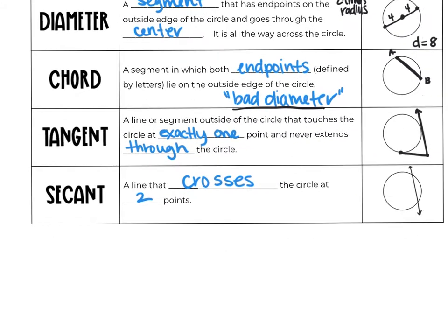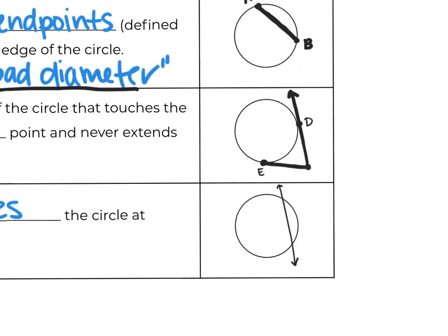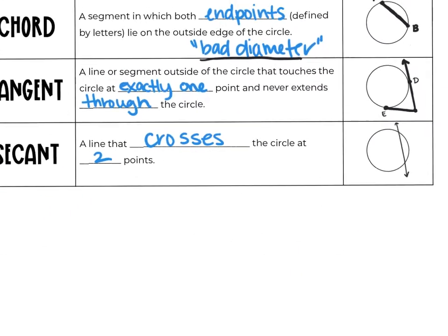Okay, now chord may have been new for you. Tangent and secant will probably be new. A line or segment outside of the circle that touches the circle at exactly one point and never extends through the circle is a tangent. Like this example on the bottom here, this would be an example of the segment option, okay? So it touches here at this point. Let's say that's E maybe. And then this one would be an example of it. Technically that one is a ray, but it could also be a line. Maybe that's at point D. So that's the point where it hits the circle.